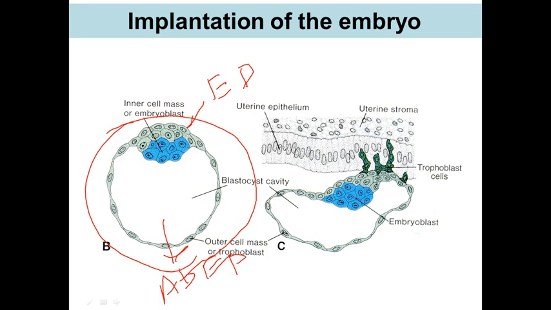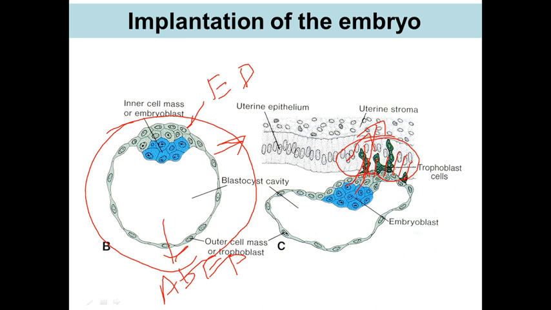Once it reaches the uterine cavity, the outer cell mass is very sticky. Once the zona pellucida is disrupted, the outer cell mass is exposed to the uterine endometrium, and once it gets attached to the endometrium, these cells start proliferating. These cells form the trophoblast, and slowly these trophoblast cells invade the uterine epithelium and finally enter into the endometrium.